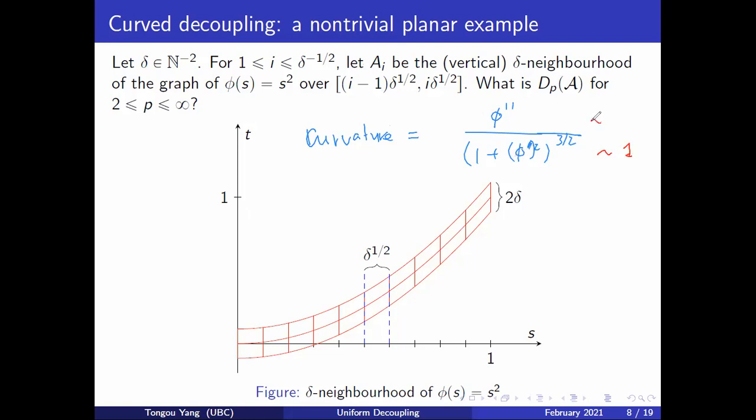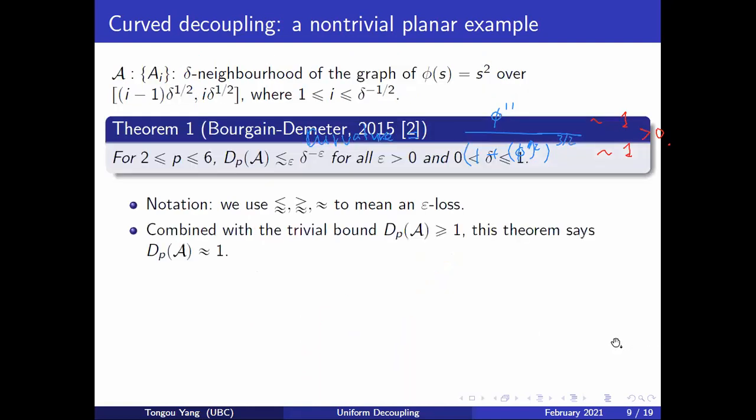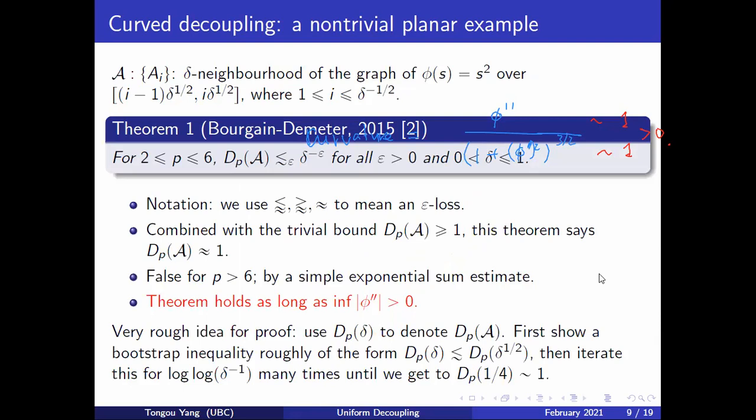In this case, the numerator is equal to 2, which is roughly equal to 1. And in this case, we know that this is positive. The proof technique suggests that the Bourgain-Demeter theorem holds not just for the function phi of s equals s squared, but for every function such that the infimum of phi double prime is positive. This means phi double prime never vanishes, or that the function phi defines a curve with non-zero curvature.